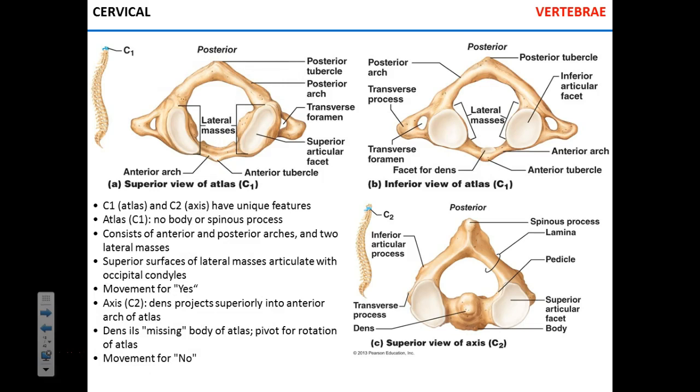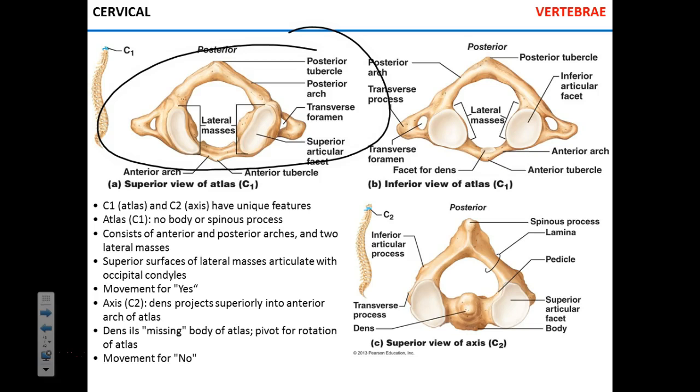The first two cervical vertebrae have very specific structure. I'll try to find them so I can show them to you disarticulated. So find the very first cervical vertebrae. It is called atlas. So that's atlas. C1.